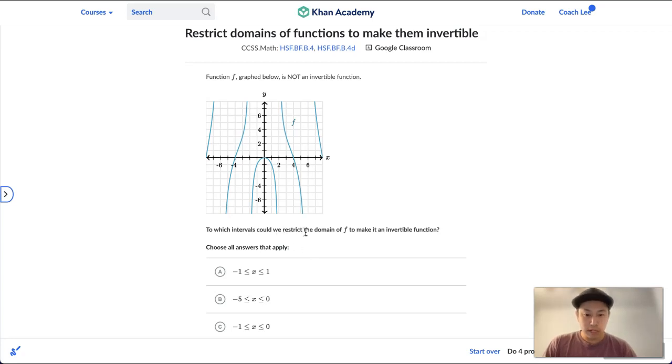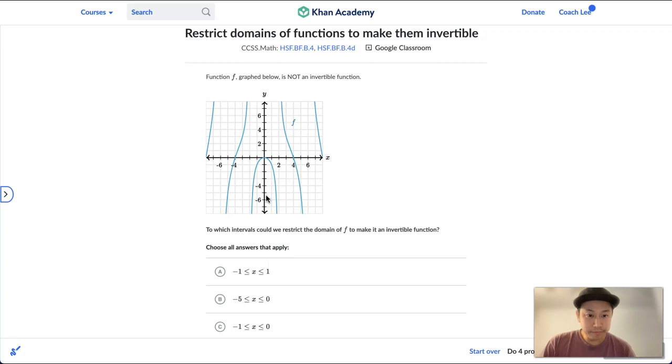To which intervals could we restrict the domain of f, this is f, to make it an invertible function? So we're trying to see which intervals, which pieces of the graph do pass the horizontal line test, right? If we restricted the domain to just that section, and it passes the horizontal line test, that means its new inverse will be a function, meaning it's invertible. Okay, so we have to go through each one of these, choose all that apply.